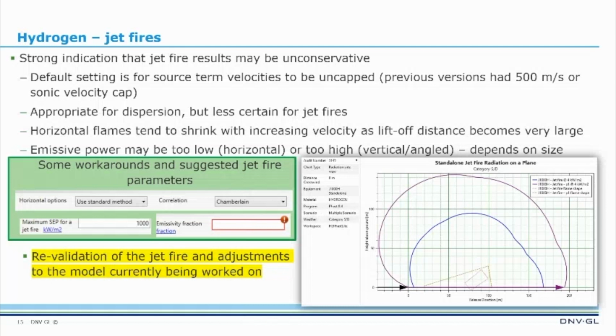And we also recommend increasing the maximum surface emissive power from the default 350. Just put it up to a high value, just so you're not capping the emissive power in a way that we're not confident about at the moment. The emissive fraction, the maximum of 350 is really derived from hydrocarbon experiments. So we are working on this, but these are things you can do in the meantime.